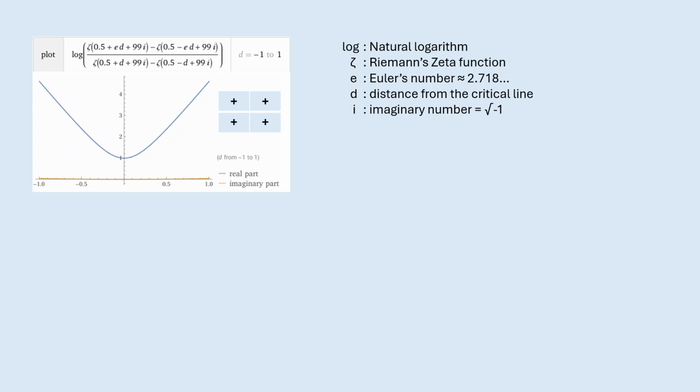The V function contains several math concepts, namely natural logarithm, Riemann's zeta function, Euler's number, distance from the critical line, and imaginary number. In this picture, all imaginary parts of the zeta functions have positive sign. The plot result is a curve like the letter V with a rounded corner as the real part.